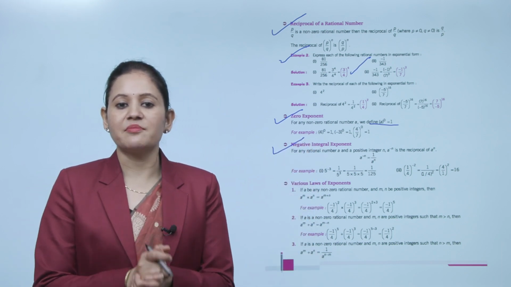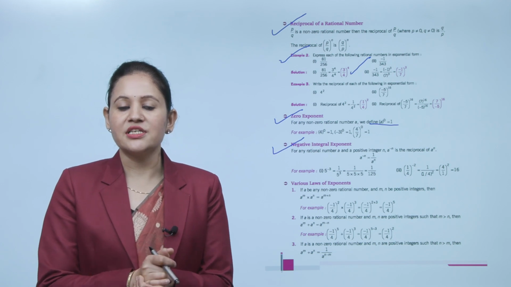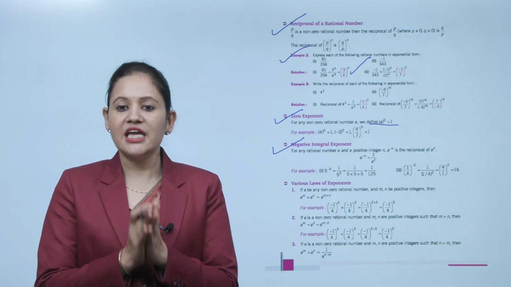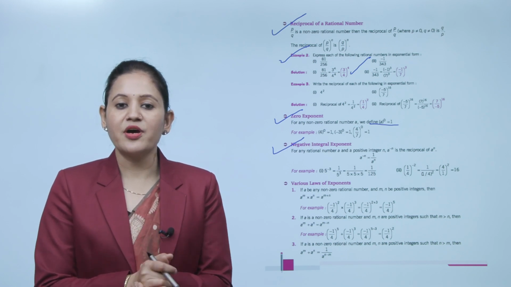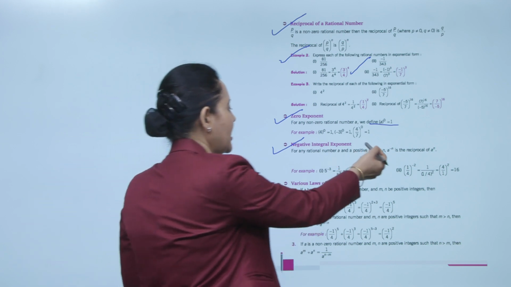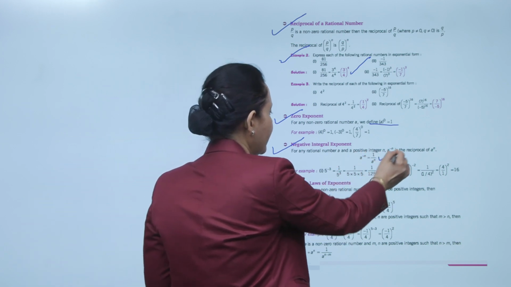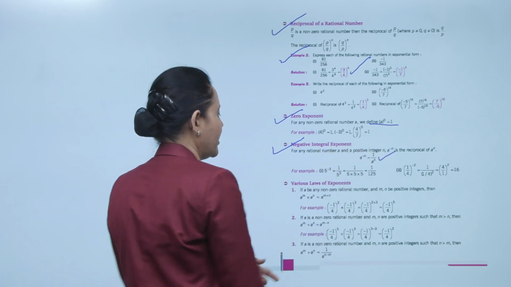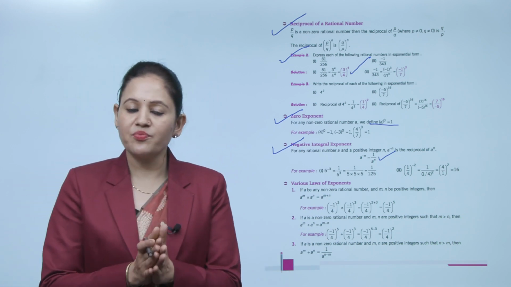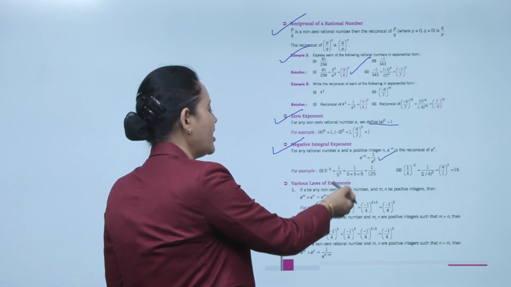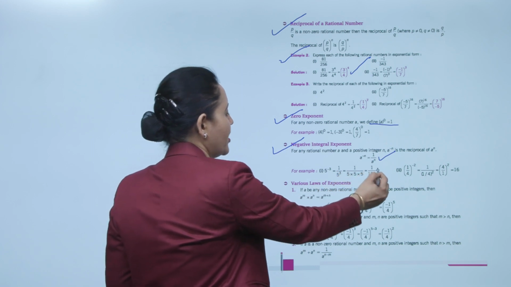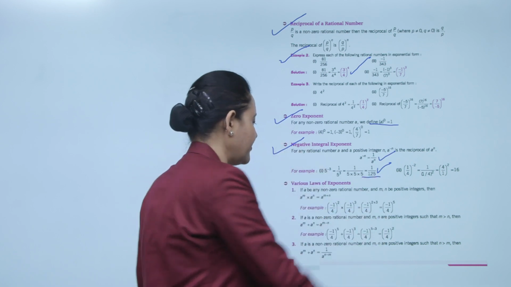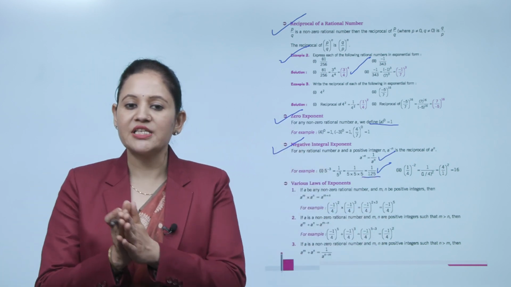For any rational number A and a positive integer n, A to the power minus n is the reciprocal of A to the power n. A to the power minus n can be written as 1 upon A to the power n. The power is negative, so we can write it as 1 upon A to the power n. For example, 5 to the power minus 3, we can write it as 1 upon 5 to the power 3, that is equal to 1 upon 125. 5 into 5 into 5 is equal to 125. Next, various laws of exponents.